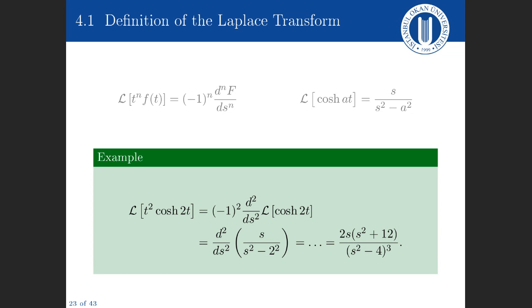And I leave this for you to finish. I'm not going to spend my time doing 2 derivatives of a simple rational function like this. I'll leave this for you to check: it is 2s, s squared plus 12 over s squared minus 4 cubed.